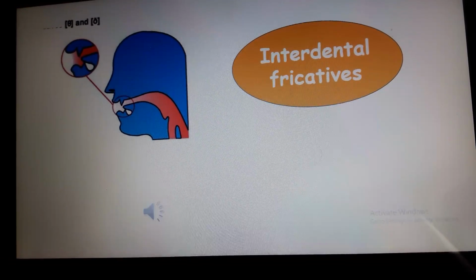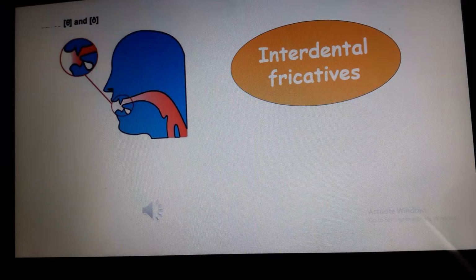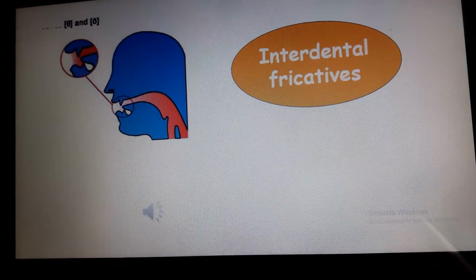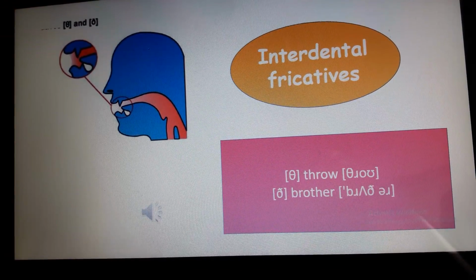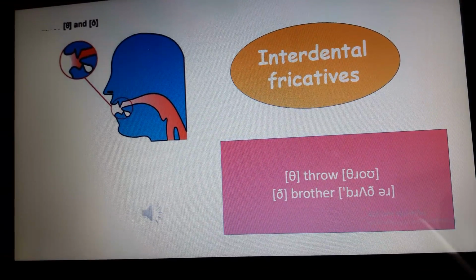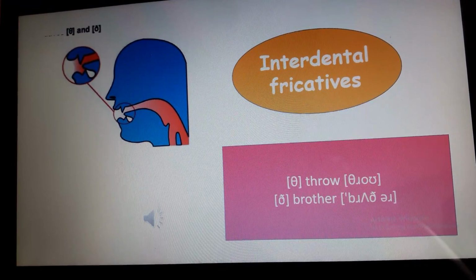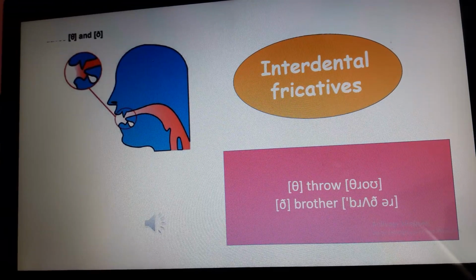Interdental fricatives. The consonant is TH. Pronounced with the tip of the tongue against the teeth. And the example of TH, the first one is truth. This is unvoiced. And the second one for TH is brother. This is the example of TH that is voiced.